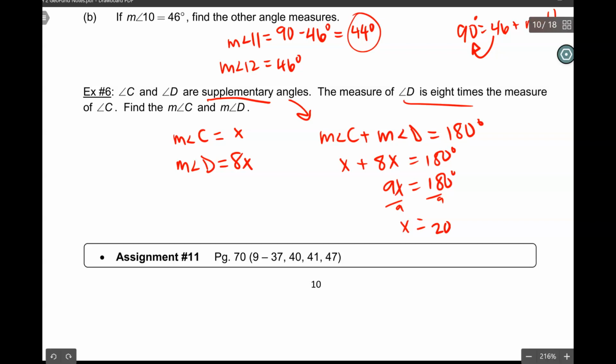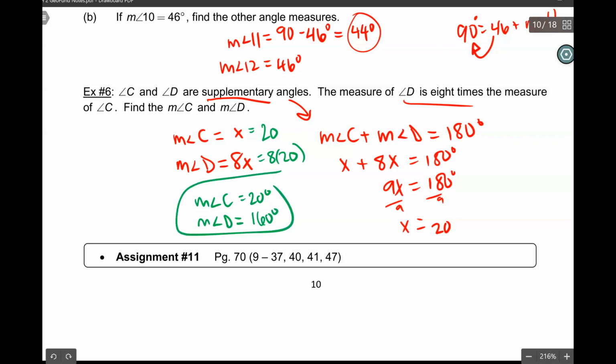So plugging back in, C is 20, and then D is going to be 8 times 20. So the measure of angle C is 20 degrees. This means the measure of angle D, 8 times 2 is 16, so this is 160 degrees. And that's it for this lesson.